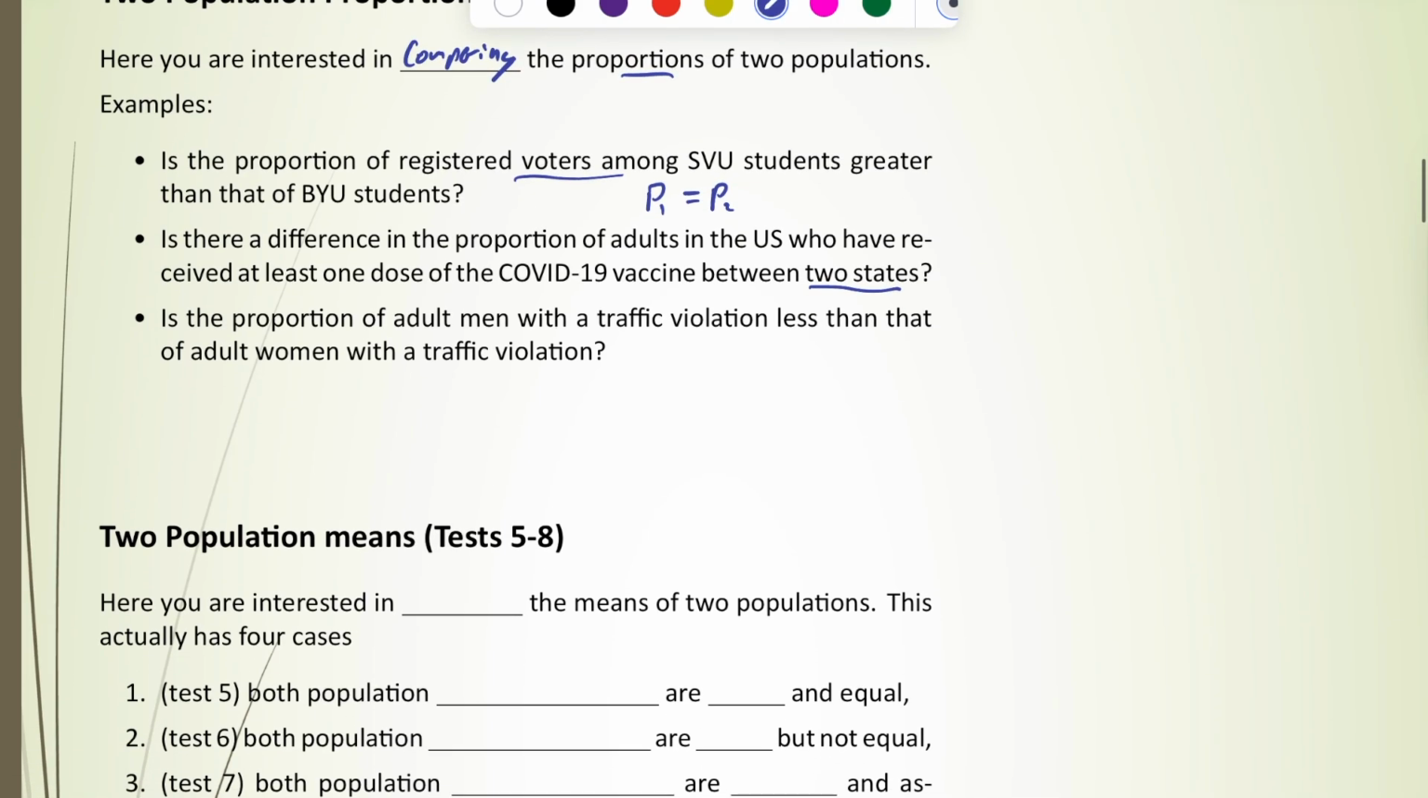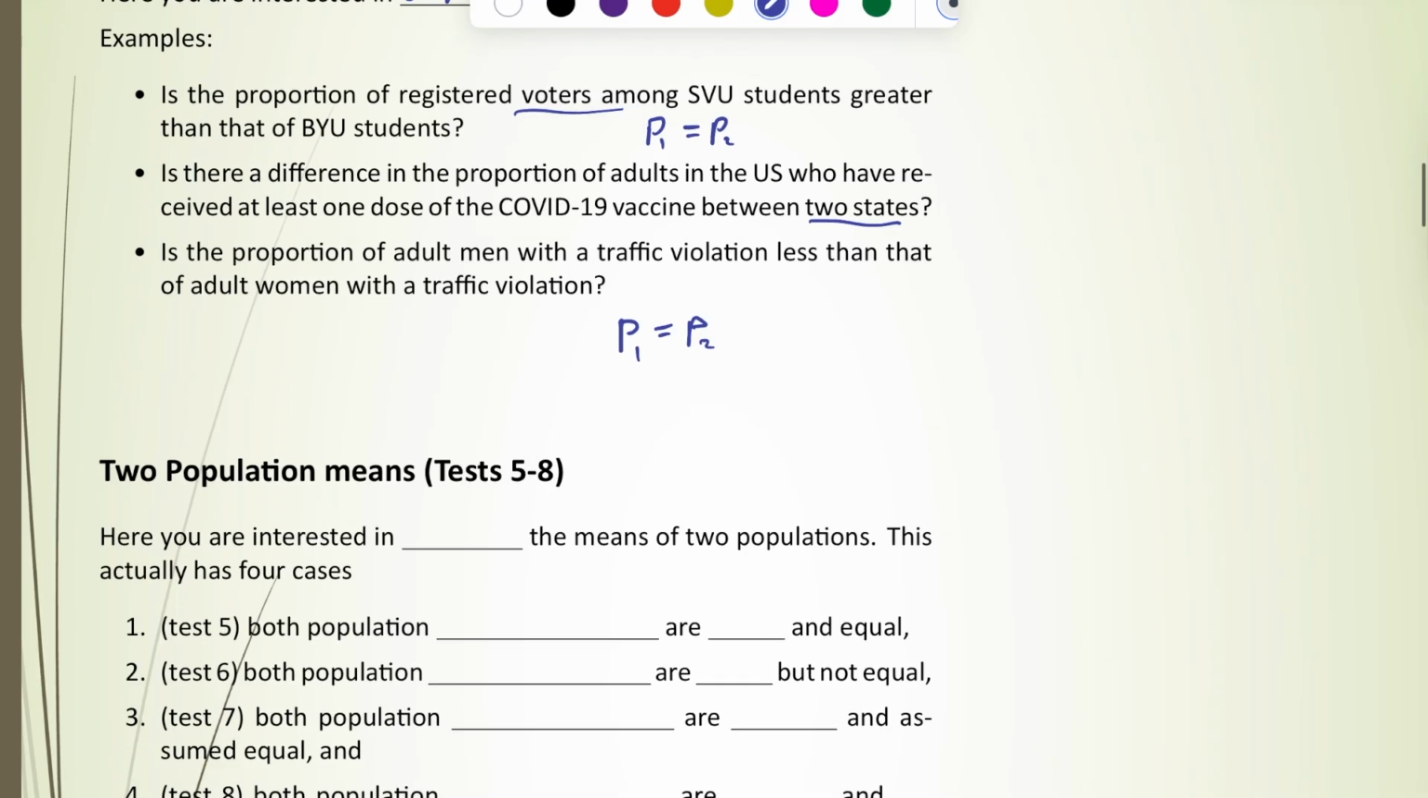This is test 4. Is the proportion of adult men with traffic violation less than that of adult women with traffic violation? So again, this is the proportion of adult men with traffic violations. Is that equal to the proportion of women? Your null hypothesis is always equality.